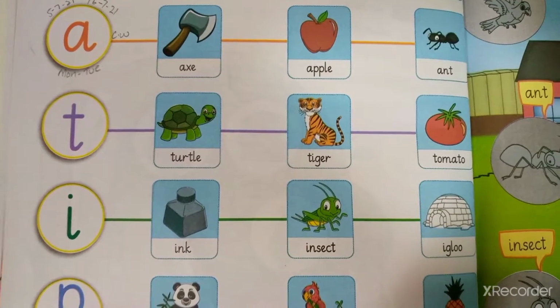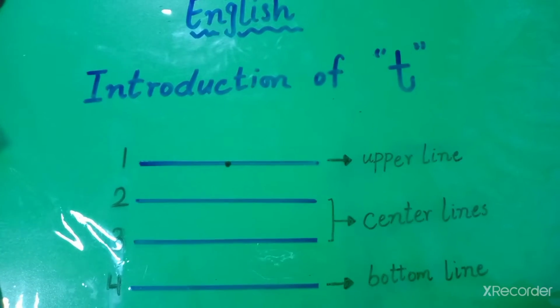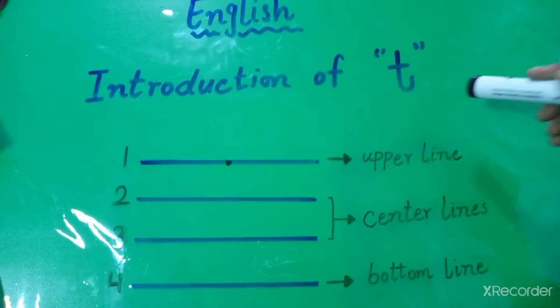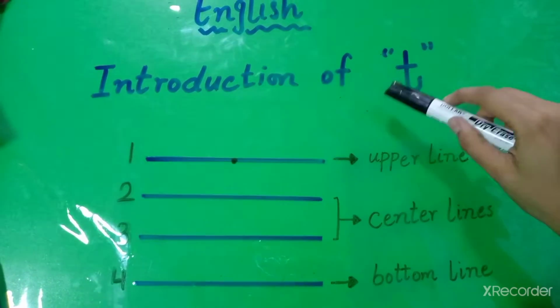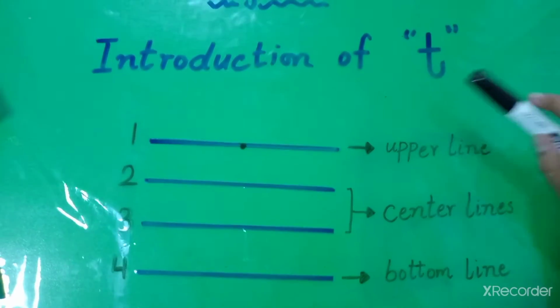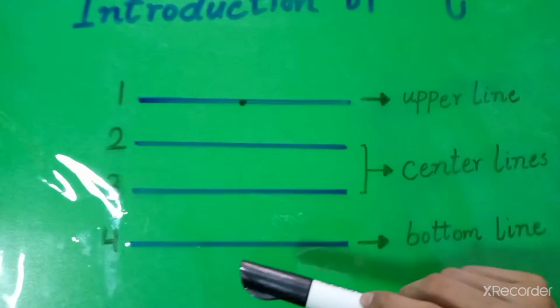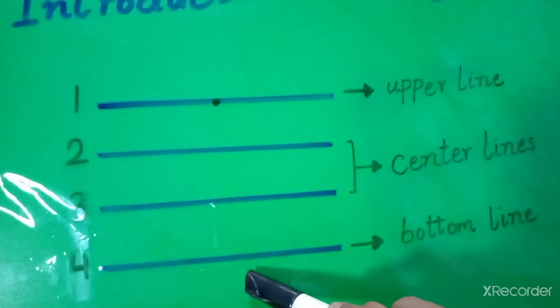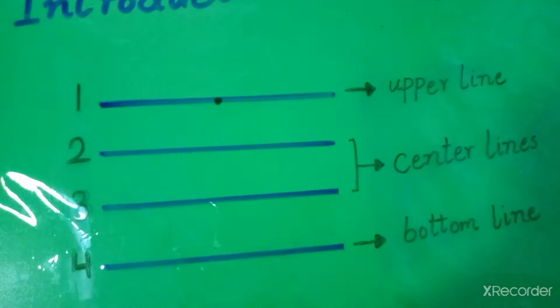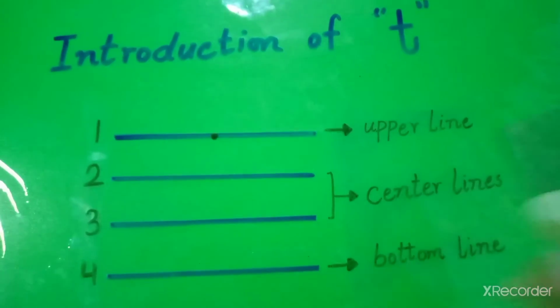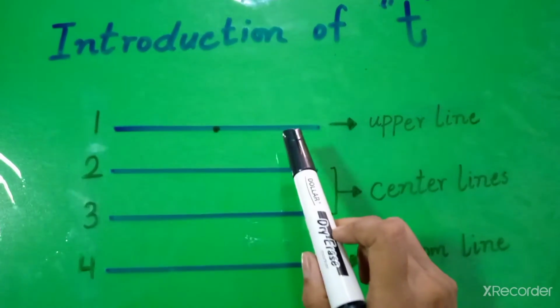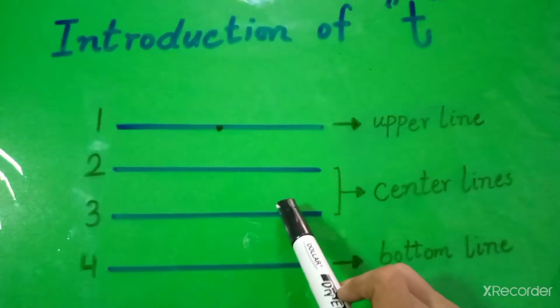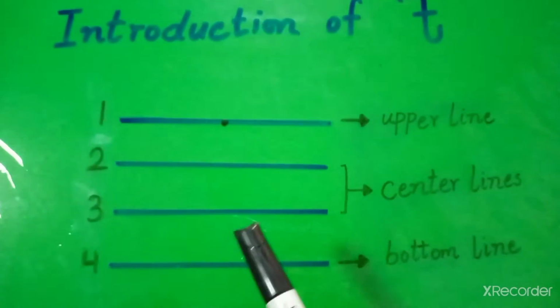Okay students, now we will learn the formation of letter T. Repeat with me. Can you see these lines? How many lines are there? Yes, 4 lines. Count with me. 1, 2, 3, 4. 4 lines.